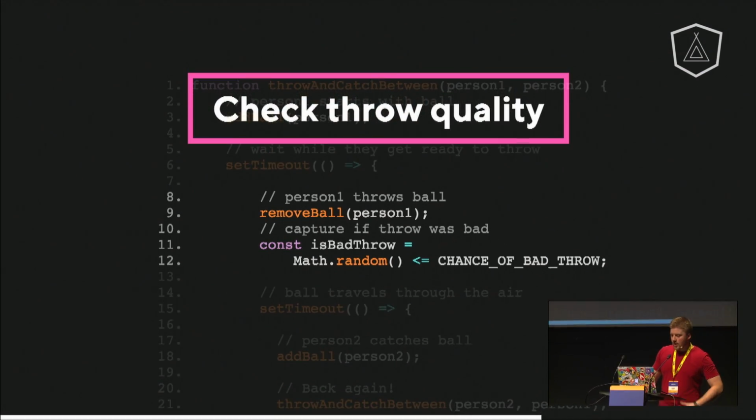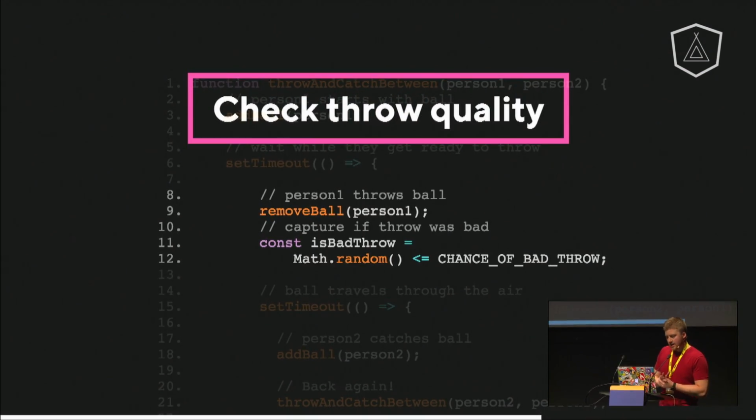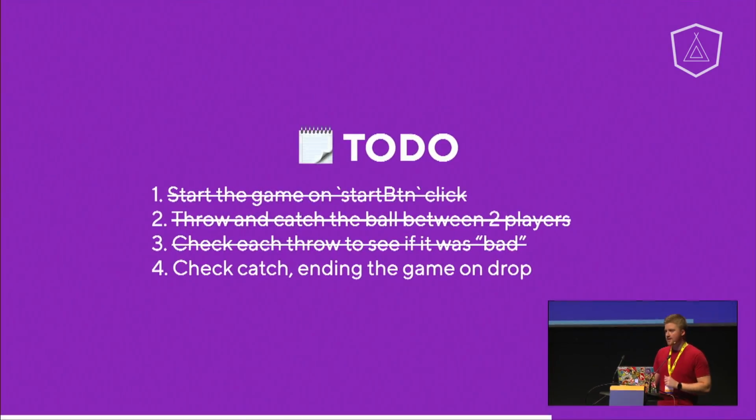All we need to do to work out if the throw quality was any good is, at the point at which it's being thrown, just save that state into a variable. Because we're dealing with this imperative version, we have to take that moment in time and save it in a variable so that we can access it at a later point, in our future setTimeout, for example. So we just say that 50-50 chance it's a bad throw, and we capture that in an isBadThrow variable. So that's done as well. 3 out of 4, not bad.